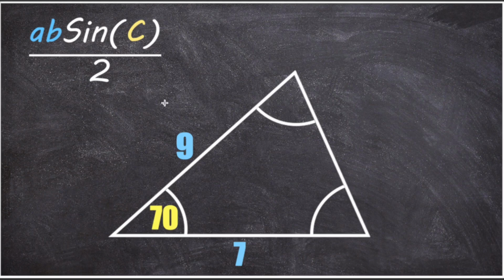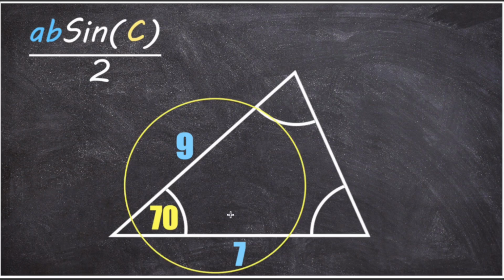If, as in this example, the given edges are the ones that have the length of 9 and 7, then in order for the formula to work, C would have to be the angle formed by those edges. And indeed, you can see that the angle with the given value is the angle that is formed by the edges whose values are given. So C equals 70, and therefore these three values can be plugged into the equation, and that would give you the area of the triangle.